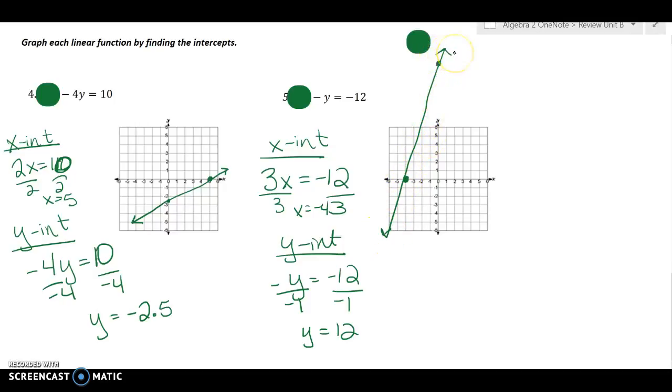Okay, so remember, for the x-intercept, you cover up the y because you don't want it. For the y-intercept, you cover up the x because you don't want it. And then once you have those values, you're able to graph them.